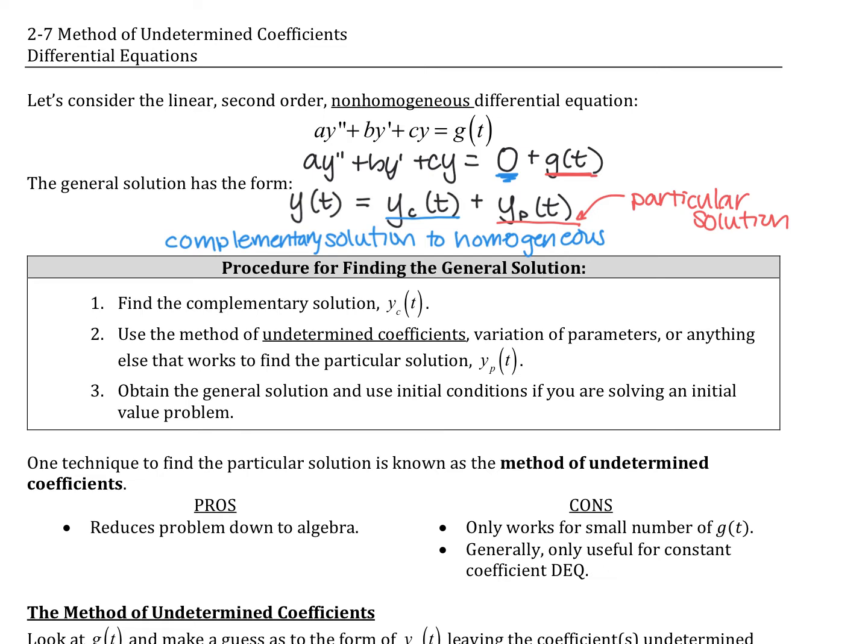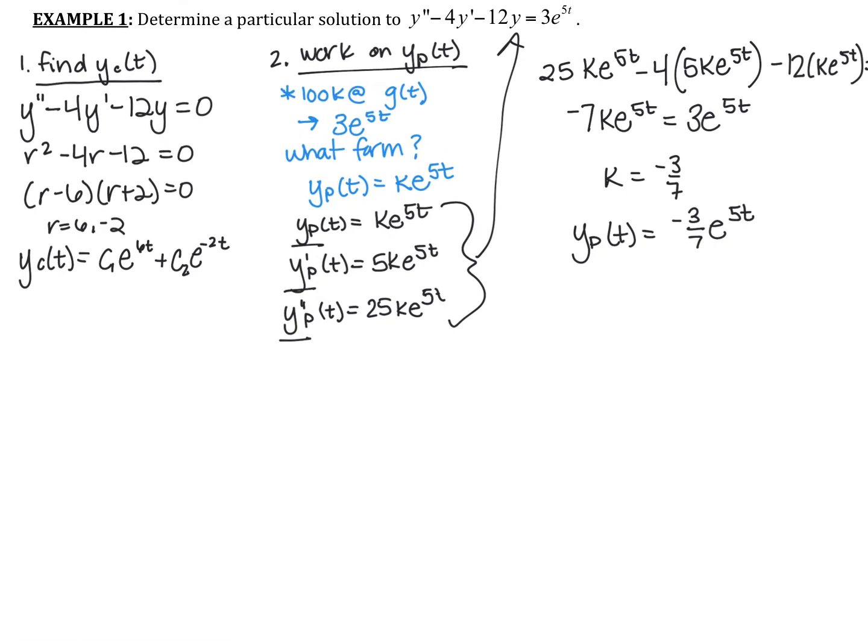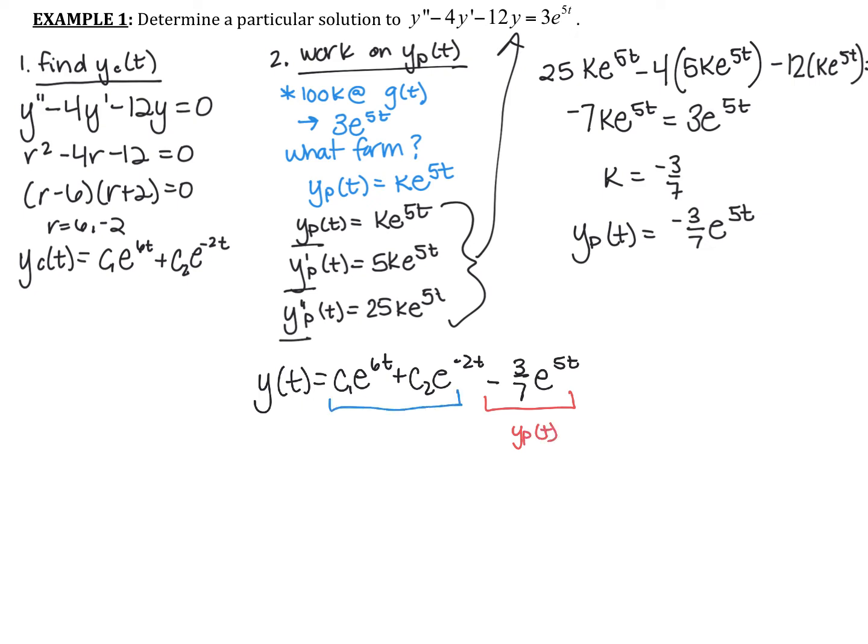But that's why. Alright, so the y complementary is just for the 0 and the particular is just for the g. Yes. So then my general solution overall for this particular problem would be y of t equals c1 e to the 6t, plus c2 e to the negative 2t, minus 3/7 e to the 5t. So this part here is my particular solution, and this part here is my complementary solution.